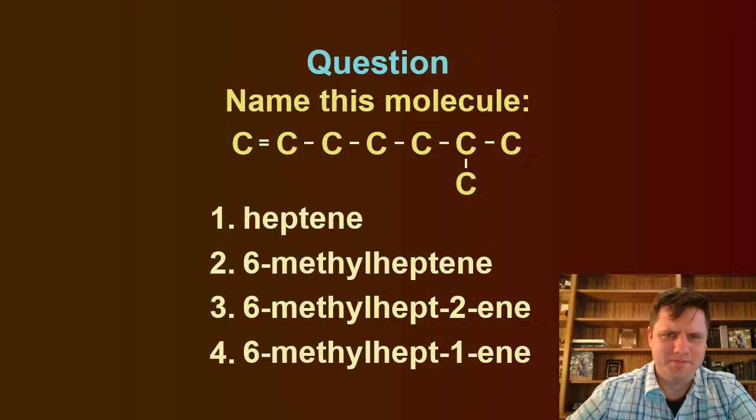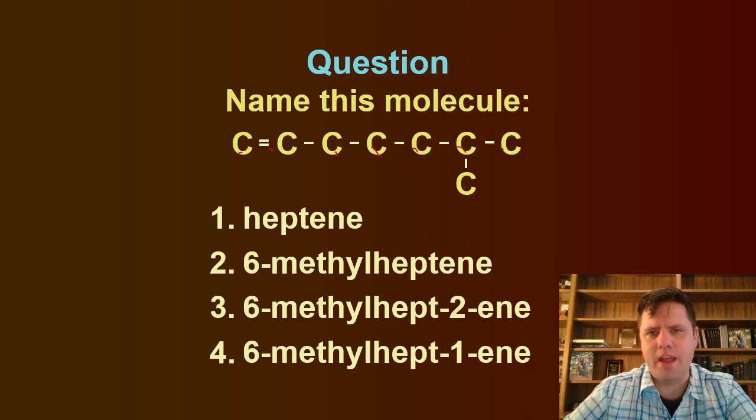So name this molecule. Again, we're going to count carbons. 1, 2, 3, 4, 5, 6, 7, or you can go 7 here. Either way, you get the exact same number. So it's going to be heptene. Again, we have that in each of these examples, hept.